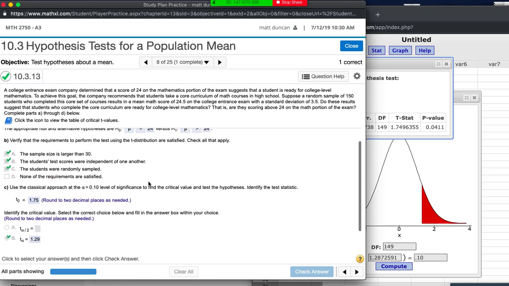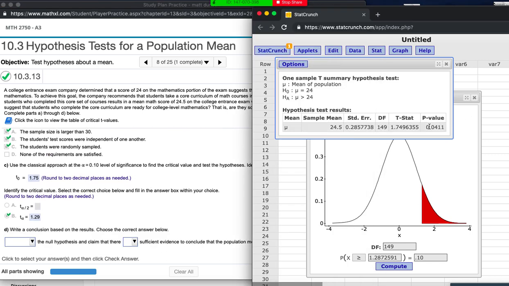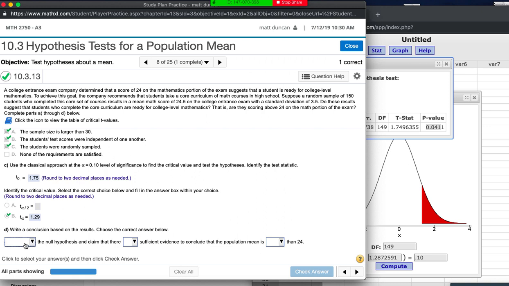Right. Okay. So let's look at our p-value. The p-value is lower than alpha. Yes, we're okay with that. Okay. So 0.04 is lower than 0.1. So we're going to reject the null. Right. Now this one doesn't actually ask us to say anything about the alternative other than the interpretation part.